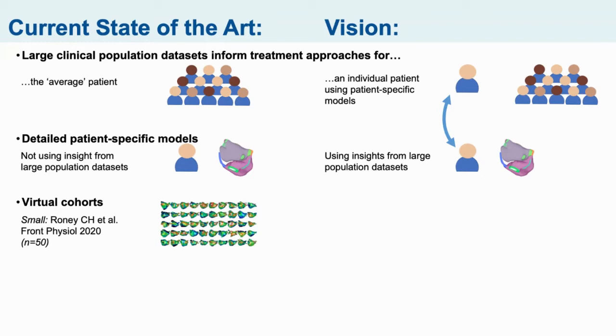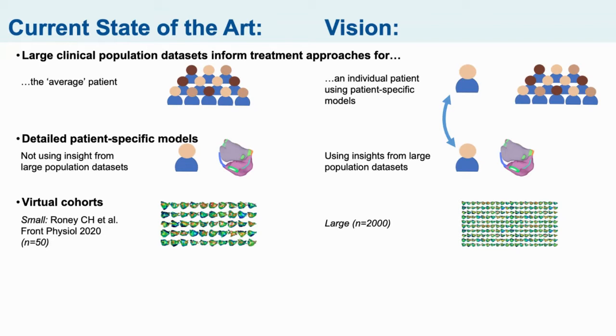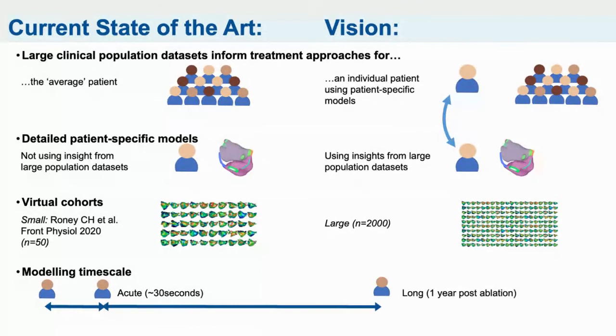And currently these cohorts are small, so you may have, say, 50 patients, and we're now working towards having much larger cohorts of models. And the final challenge is that we typically model what happens immediately after the procedure, so say in the 30 seconds after the ablation procedure, so the acute response. But what we'd actually like to know is what happens in, say, the year after the procedure. And going between these different timescales is very challenging.